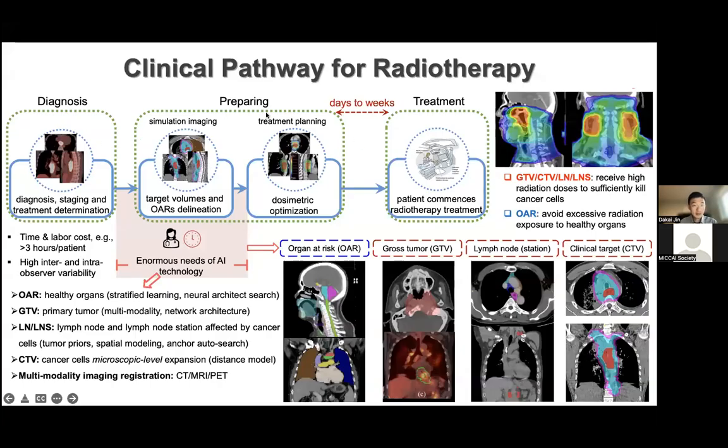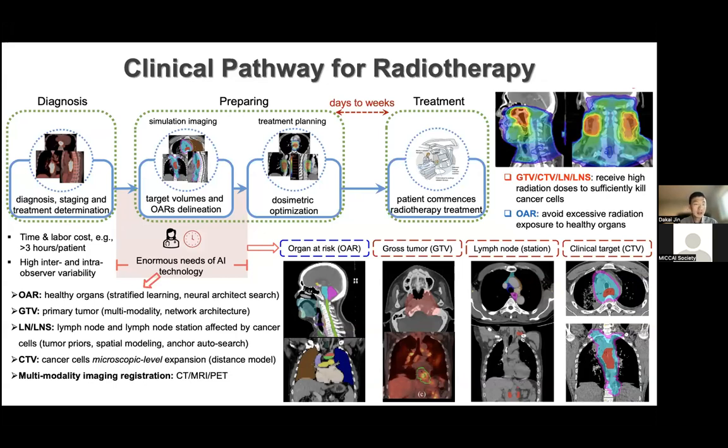The top left figure shows a typical clinical pathway for radiotherapy. After the patient diagnosis, before the patient receives the radiotherapy treatment, there is a preparing step. In this preparing step, two major sub-steps are involved. One is that the radiation oncologist or the physicist will, often manually or semi-automatically, segment the tumor target volumes and the organ risks.